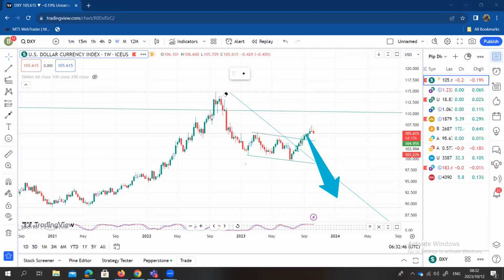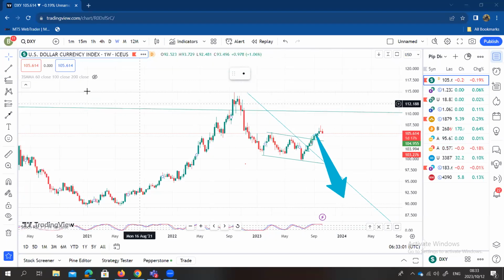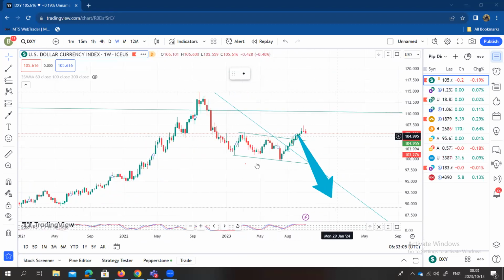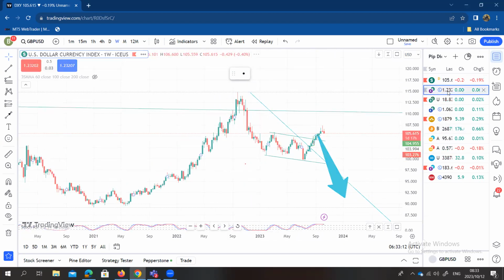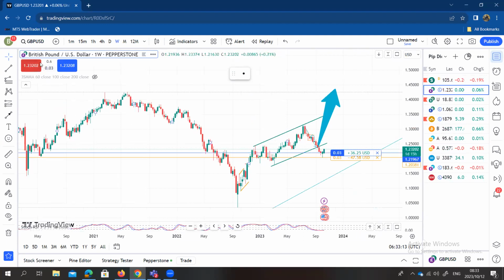That means any pair that is paired with the US dollar, you already know how it's going to move, depending on whether the US dollar is the base or the core currency in that pair. I personally do not trade the dollar index. I just use it to forecast what all the other pairs are going to be doing. So with that in mind, let's look at the British pound against the US dollar.